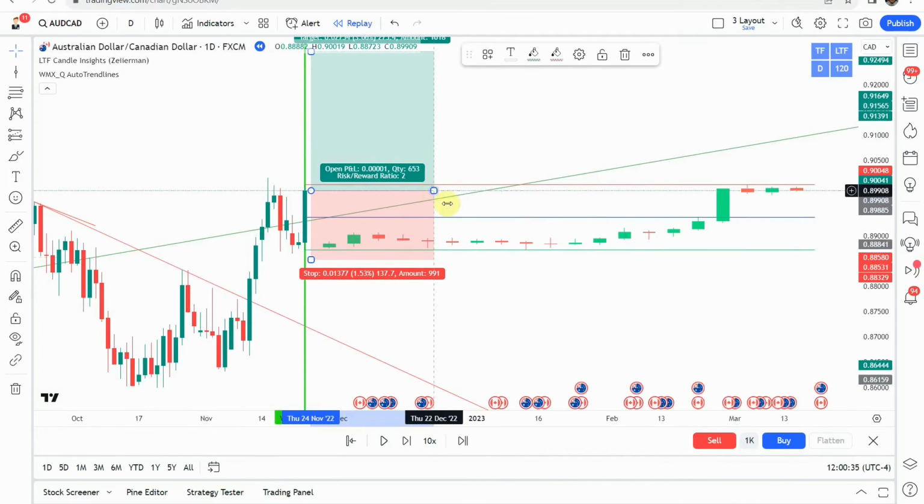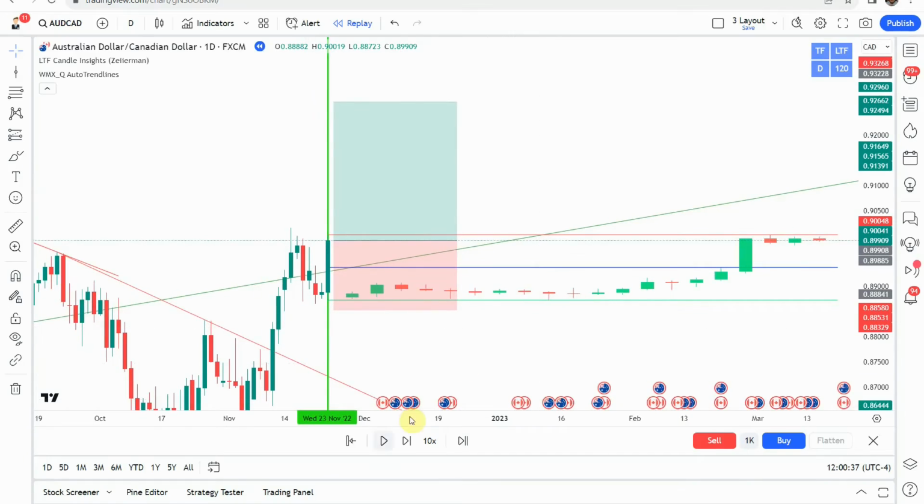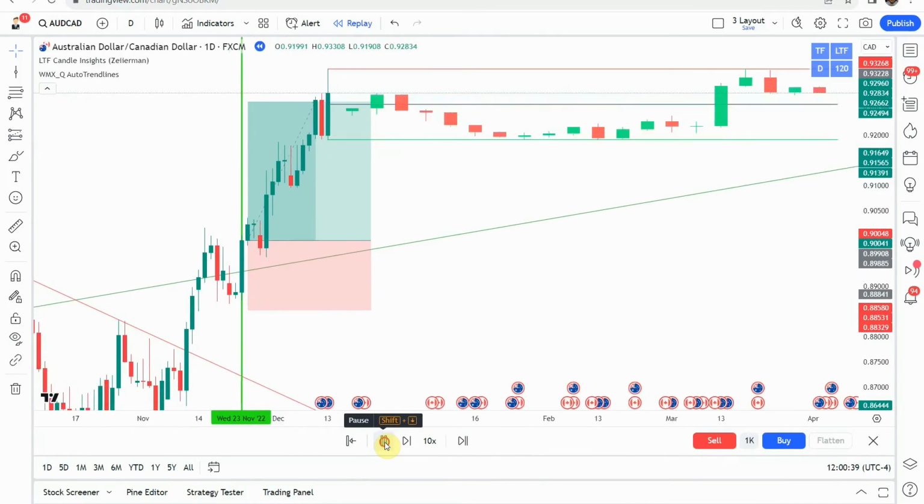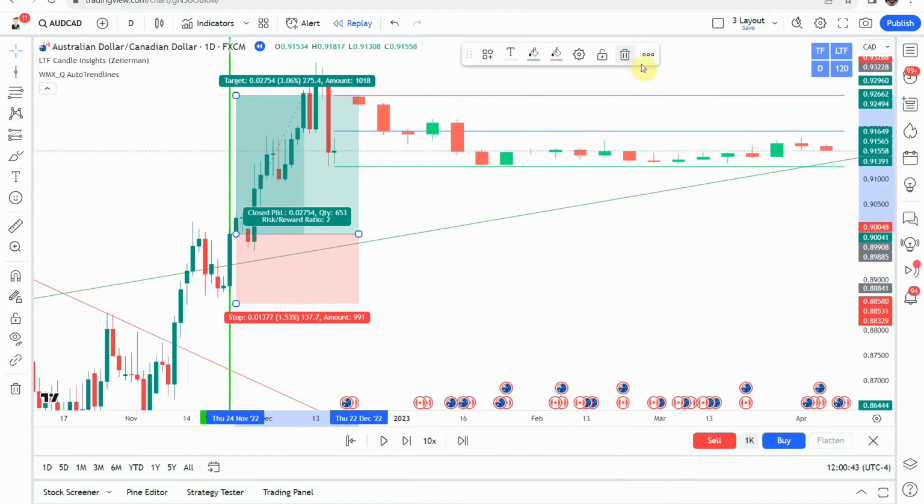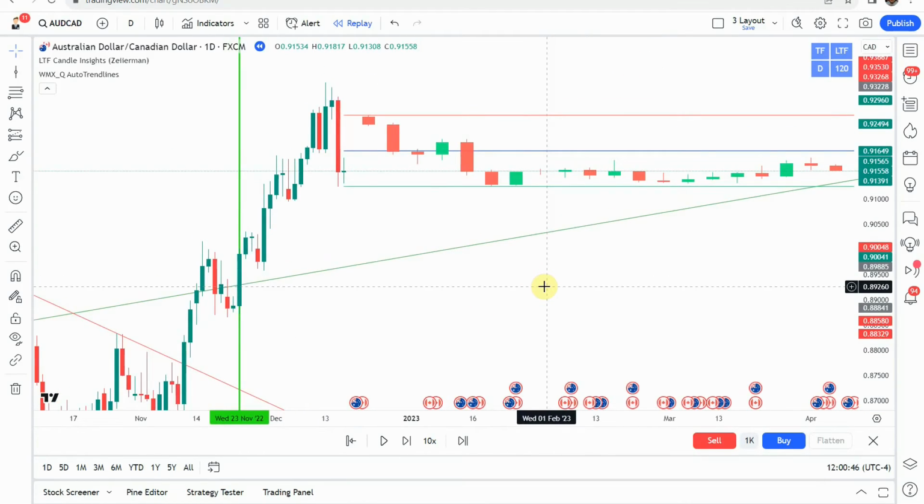Bump this up to right there. All right, let's go ahead and play this forward. And you see price comes up really nicely, hitting our take profit. Let's go ahead and take a look at a short trade.